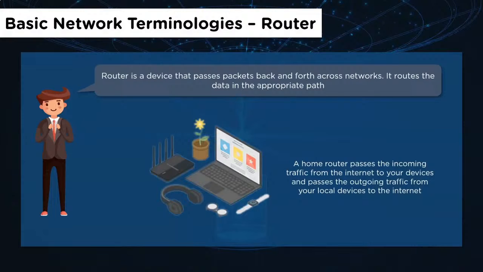Next, we have the router. We have been talking about routers and switches. A router is nothing but a device that passes packets back and forth across networks. It routes the data in the appropriate path, so it is an intelligent device. It can understand IP addresses and MAC addresses. It can identify different paths of reaching a particular network. For example, if I'm sitting in India and I want to communicate across the world to America, it is the routers that would map this path and store it in their cache.